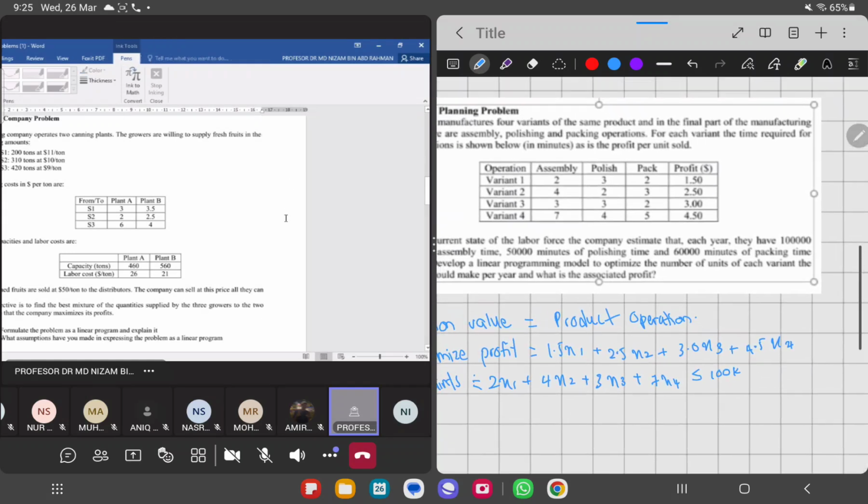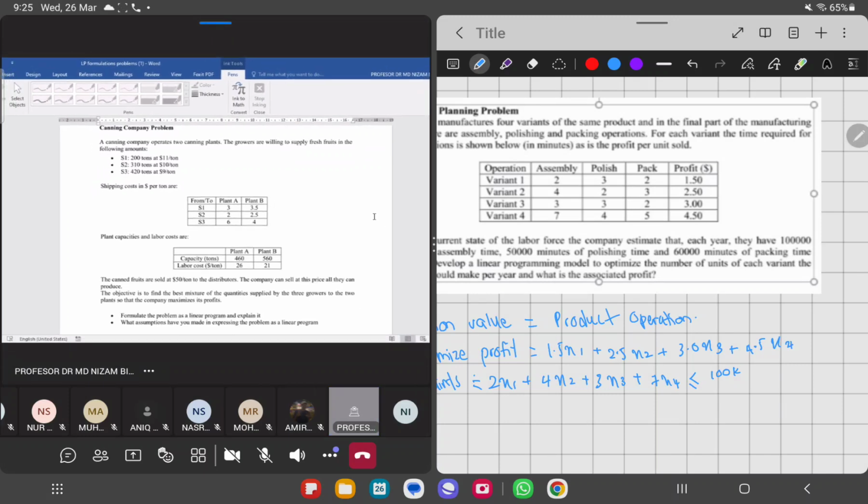Okay, let's look at this particular problem, the canning company problem. A bit more involved. So I give you 5 minutes for this one. 5 minutes.